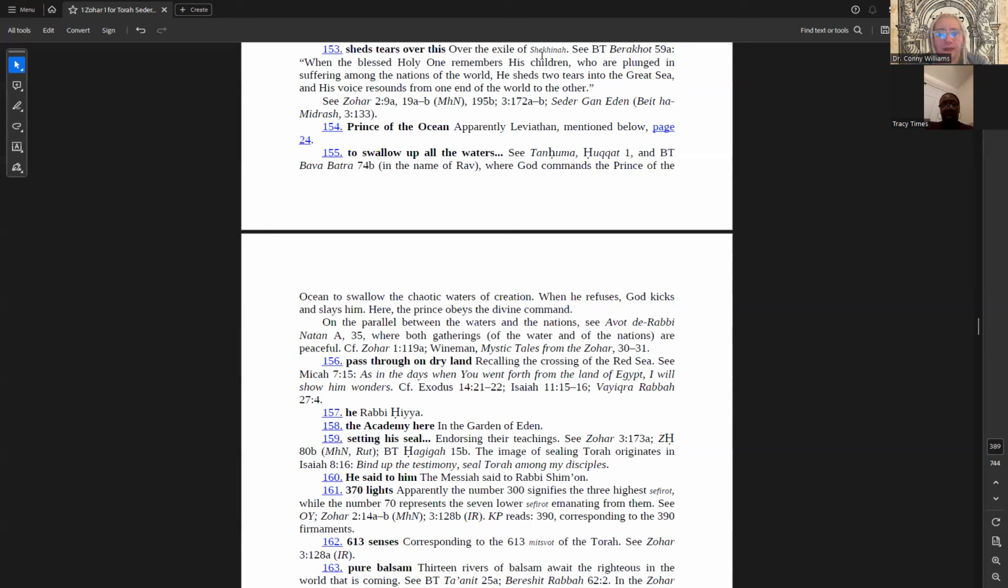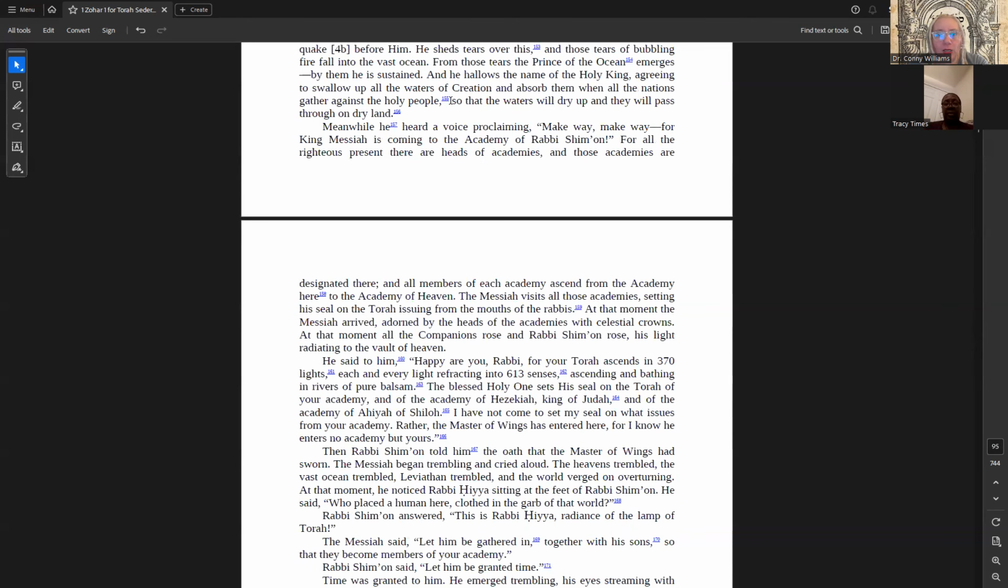Makes sense. He's separated, so he has to always come and visit her. Would be nicer if she was just there all the time. When the Blessed Holy One remembers his children, who are plunged in the suffering among the nations of the world, he sheds 2 tears into the great sea, and his voice resounds from one end to the other world. Wow. And those tears of bubbling fire fall into the vast ocean. From those tears, the prince of the ocean emerges.